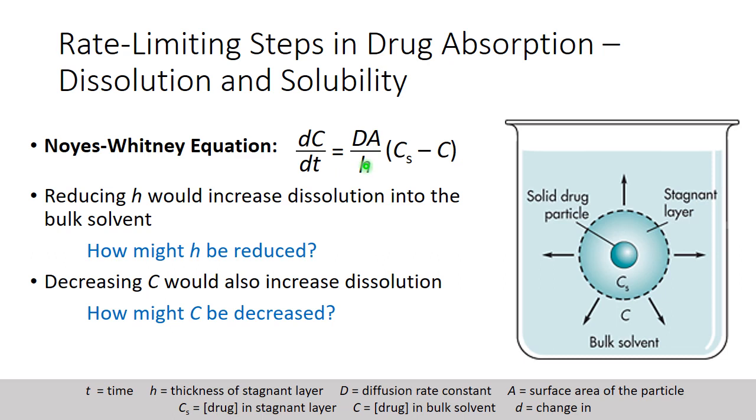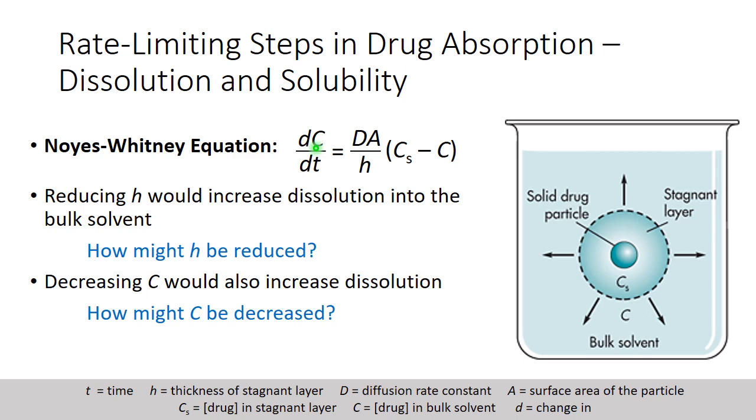If you look at this, knowing that it's in the denominator, you should be able to figure out that if the stagnant layer is thicker, that will reduce this. That means it'll be a slower diffusion out into the bulk fluid. If this layer is thicker, it'll take longer. And then that's multiplied by the concentration in the stagnant layer minus the concentration in the bulk fluid. Hopefully that makes sense. That means that if there's a larger difference between CS and C, you'll have a more rapid dissolution.